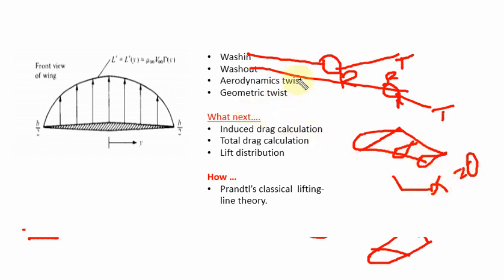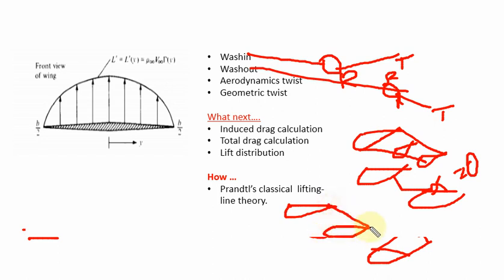That is called aerodynamic twist. Geometric twist is where my wing section has the same airfoil, but the chord lengths are different. Whether I have the same airfoil or a different airfoil, if my chord lengths are different, that is called your geometric twist. These are the terms frequently used in design: washin, washout, aerodynamic twist and geometric twist.